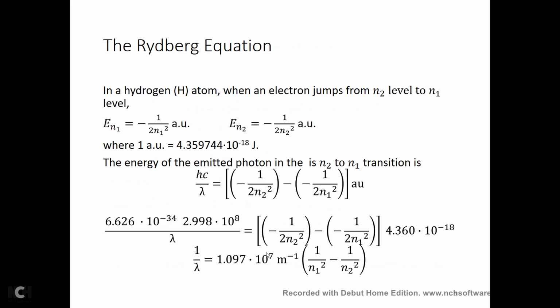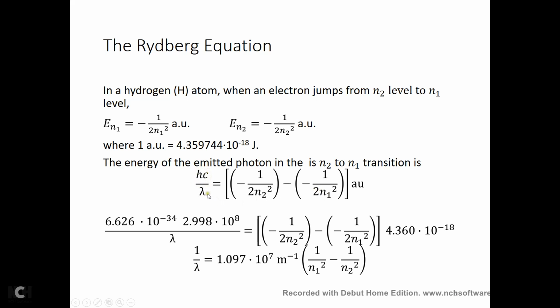Now the Rydberg equation. In a hydrogen atom, when an electron jumps from a higher energy level to a lower energy level, we can calculate the energy of these two levels using this -1 over 2n squared. Again, the unit is 4.36 attojoule. The energy of the emitted photon in this transition is simply the difference between the two energy levels. Higher energy level, lower energy level. The higher energy level is less negative. The lower energy level is more negative. This is the energy of the photon.